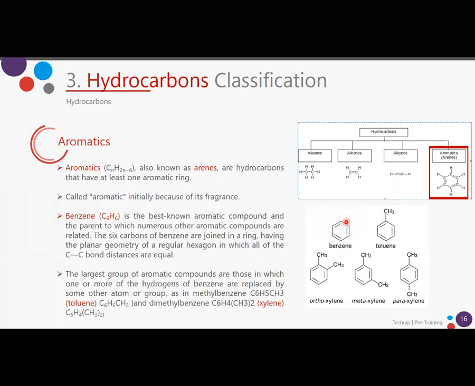So if we replace one hydrogen by the methyl group, we have the toluene. If we replace two hydrogens by two methyl groups, we have the xylene. But of course, these methyl groups can be in this position, but I can also have them here or here.